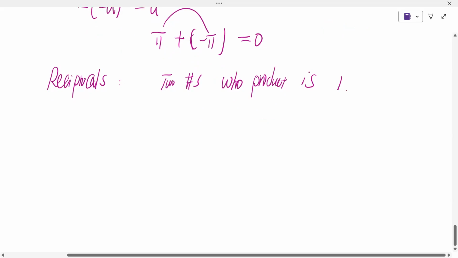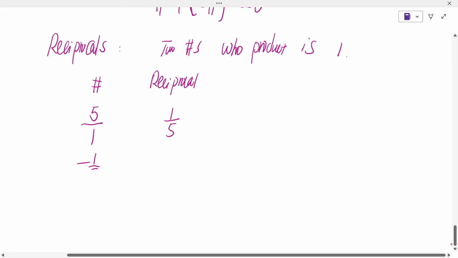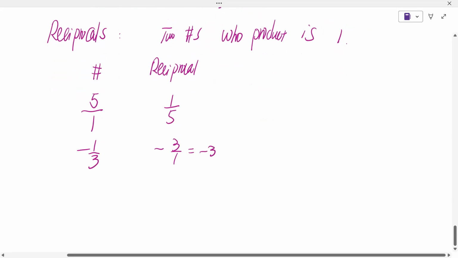So a quick example, right? Let's say we have the number 5 and the reciprocal of 5. You can make a fraction, 5 over 1, and the reciprocal means 1 over 5. The second one, let's say -1/3. The reciprocal of this will be -3 over 1. Just flip the top and bottom, and you get the reciprocal. So this is -3. And the third one, let's say we have 3/4. The reciprocal of 3/4 is 4 over 3.